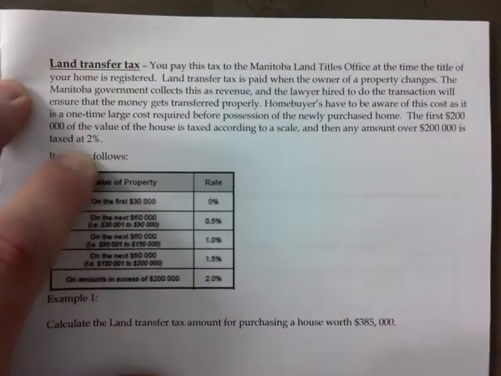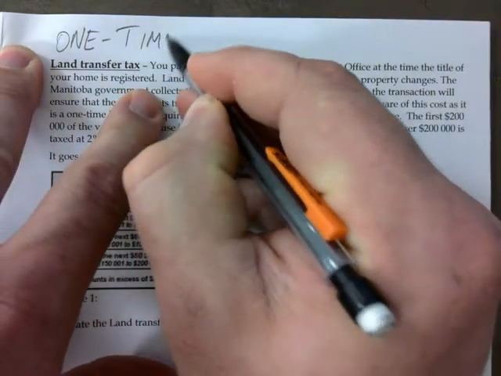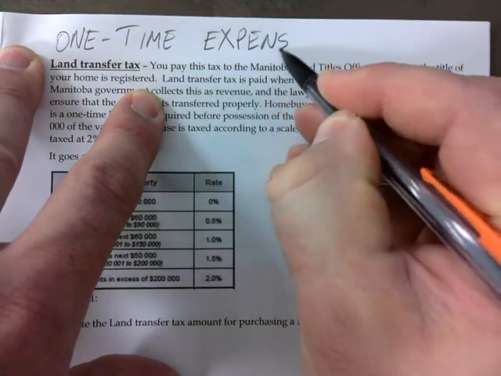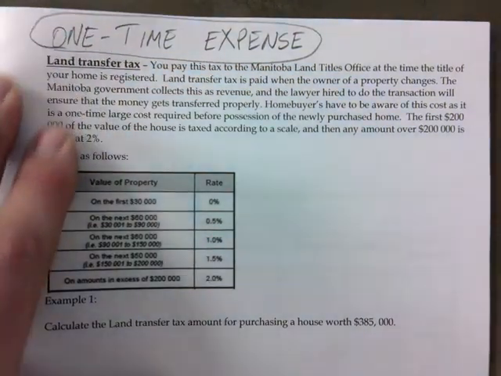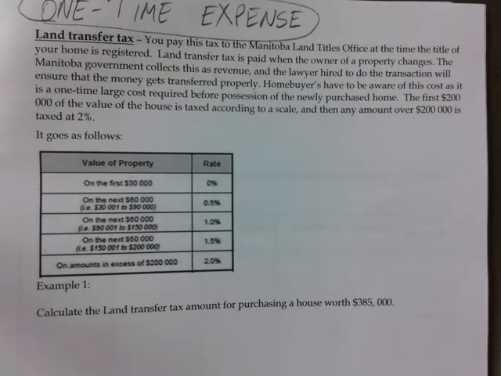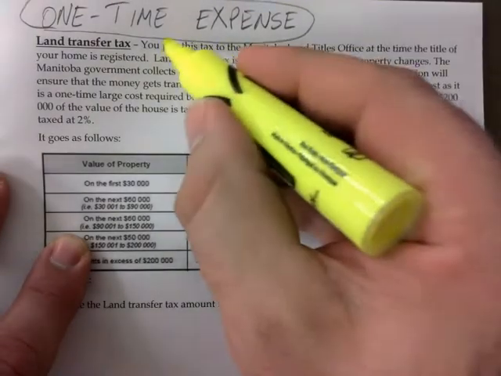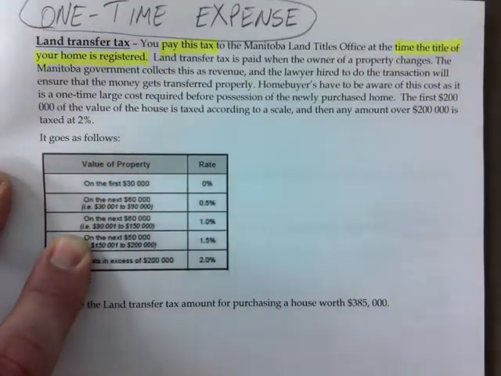But land transfer tax, back to page 19, is a one-time expense. This is on page 19. You only pay this once, but it is significant. Okay? Land transfer tax, you pay this tax in Manitoba to the Manitoba Land Titles Office at the time the title of your home is registered.